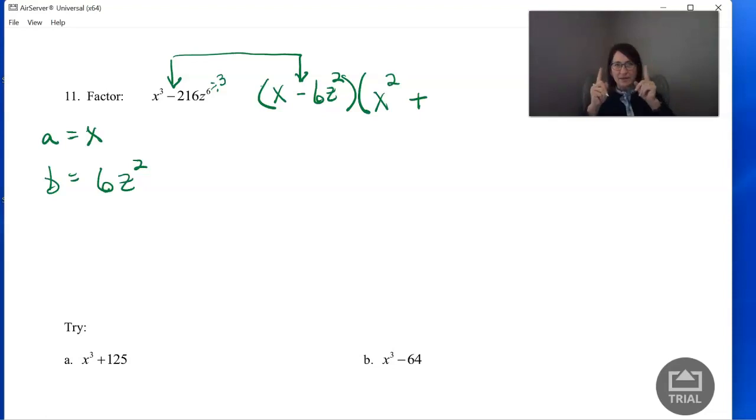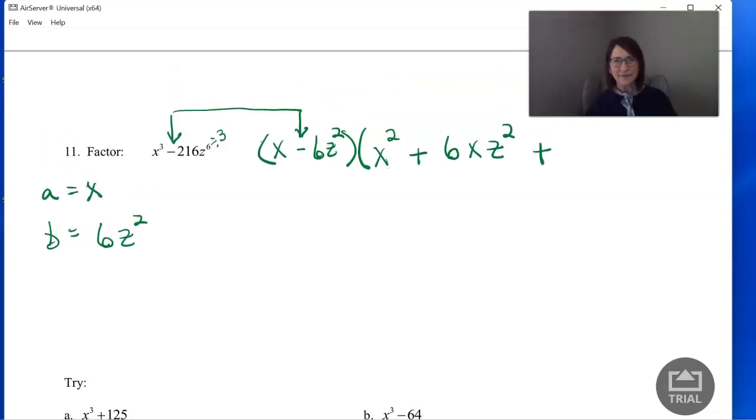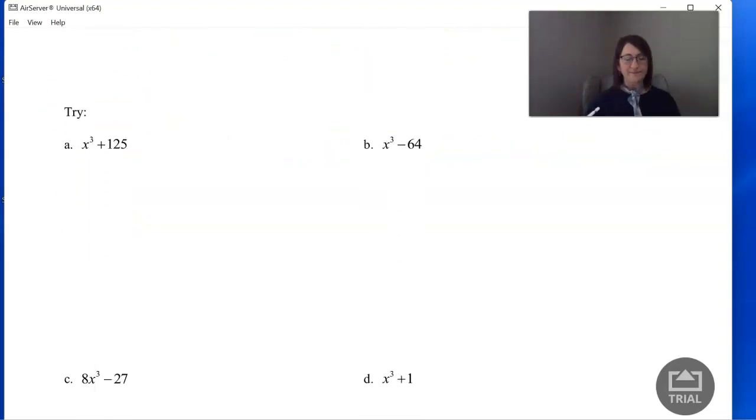Multiply my a and my b together. So I'm just going to put it in order of my number first, then my x, then my z squared. It's okay to change the order because it's all multiplication. My last sign is always positive, and then I take 6z squared and raise it to the 2nd power. So that's going to give me 36z to the 4th. Done. And I did it mostly in my head. You can too.